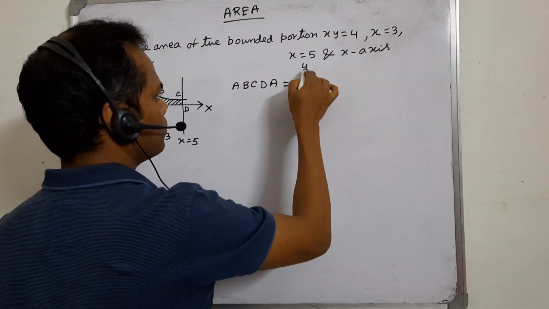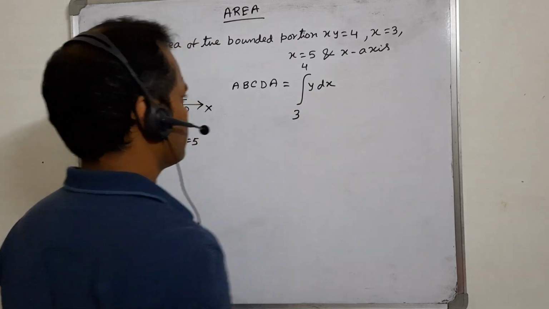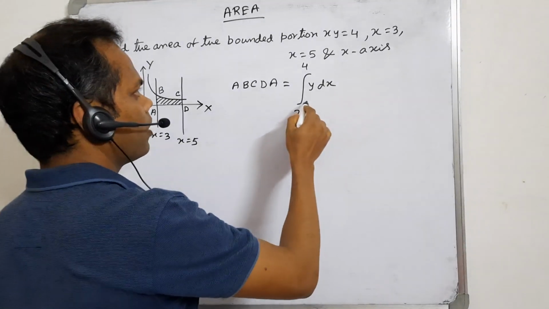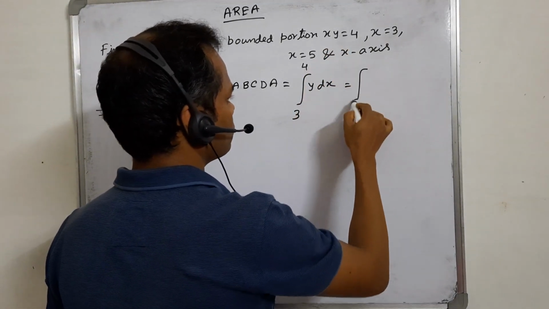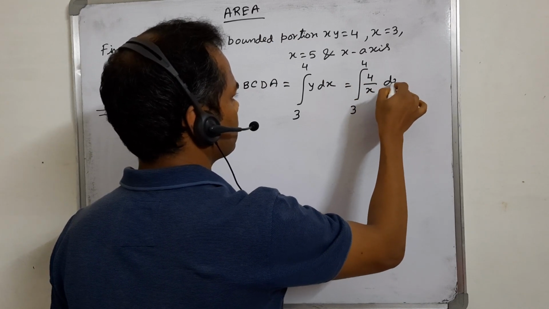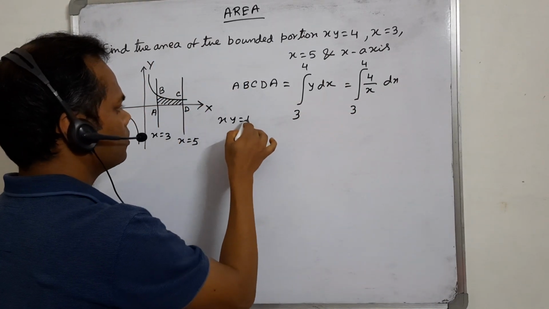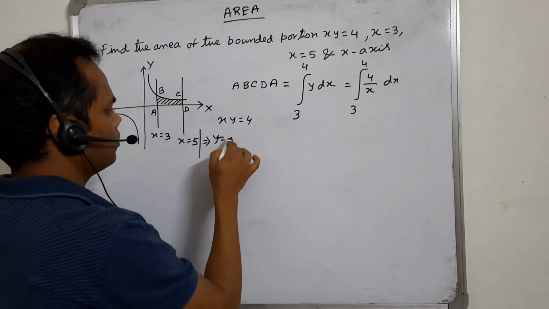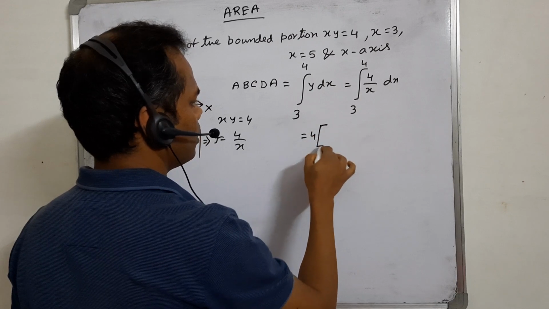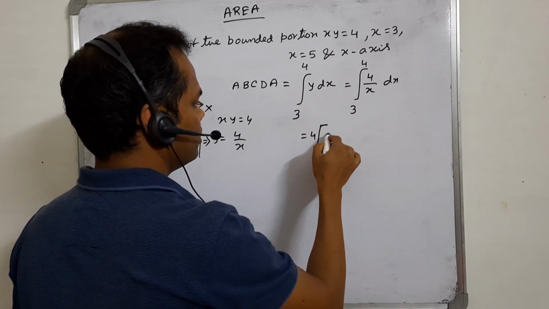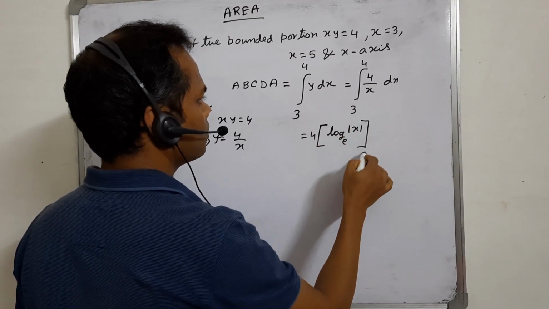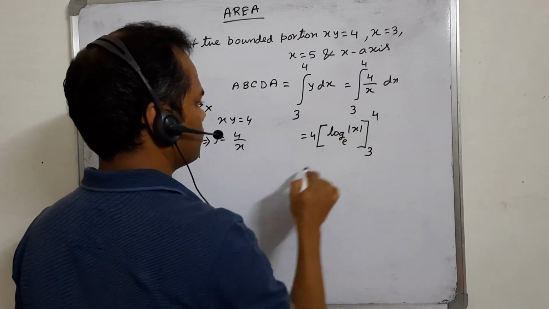integral from 3 to 4 of y dx, because from the curve to the x-axis it is y dx, and y equals 4 by x. So integral from 3 to 4 of 4 by x dx, because xy equals 4, so y equals 4 by x. So the area is 4 times the integral of 1 by x; the integration of 1 by x is log mod x, base e, in the interval 3 to 4.